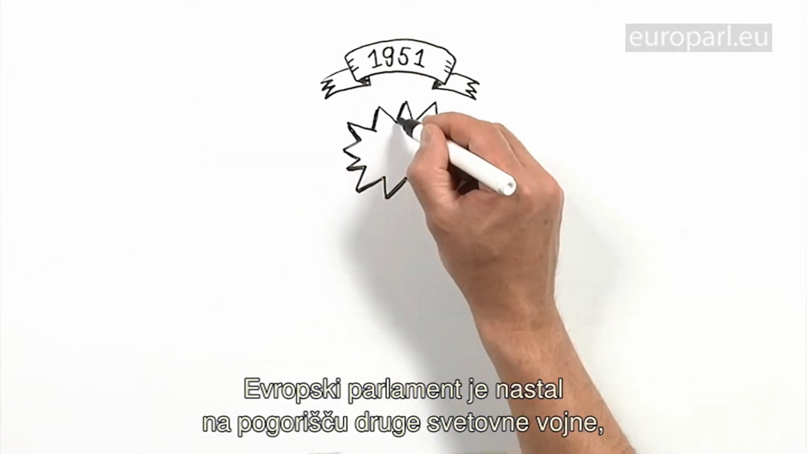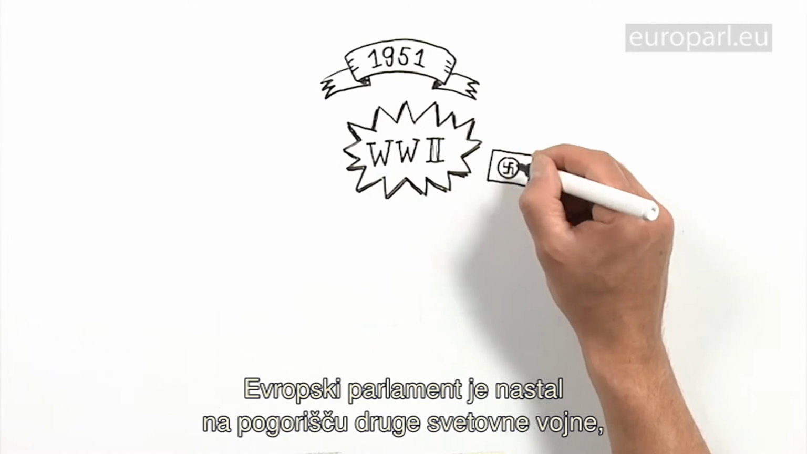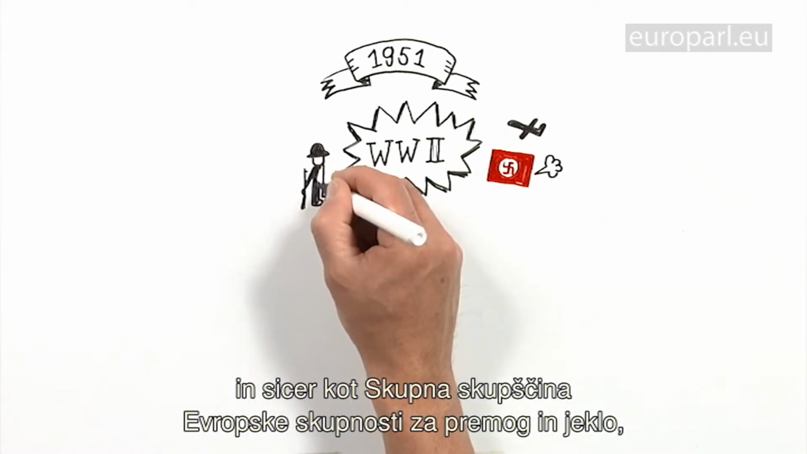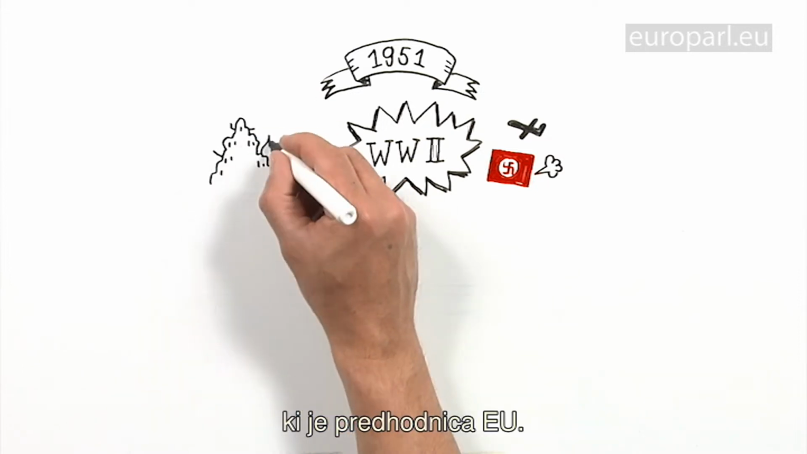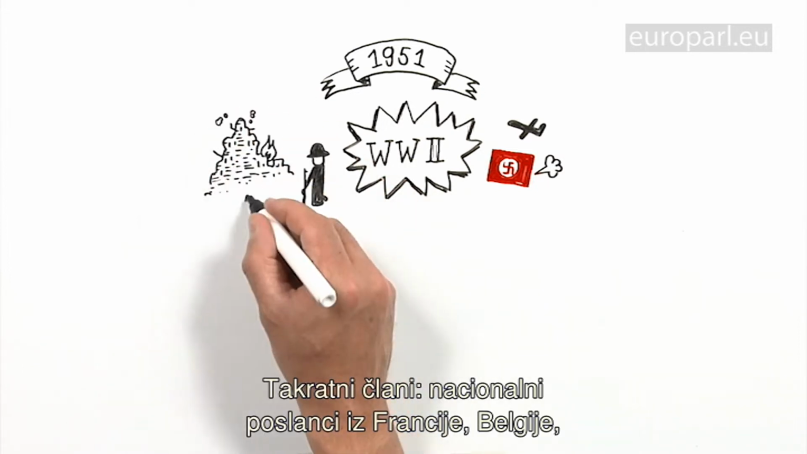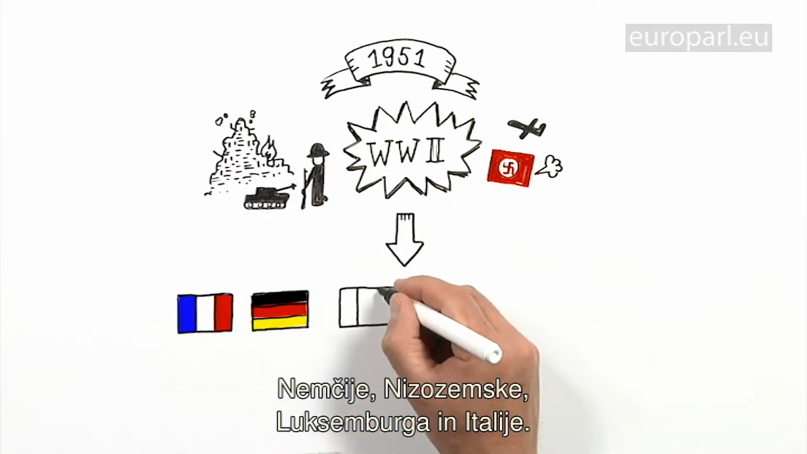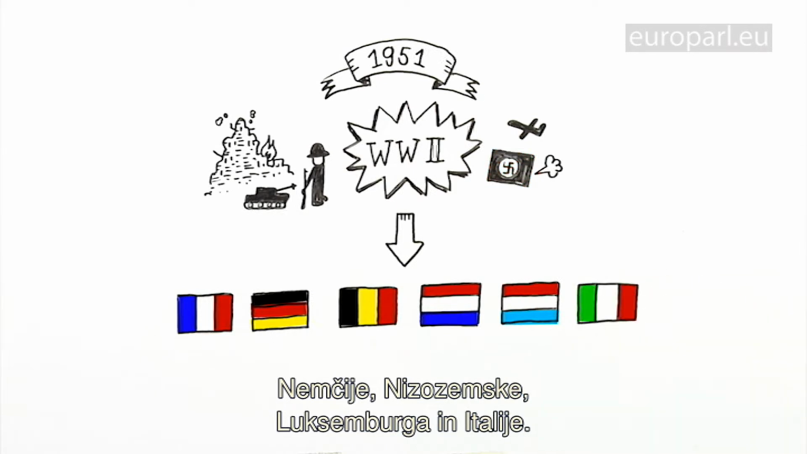The European Parliament rose from the ashes of World War II in 1951, to be precise, as the Common Assembly of the European Coal and Steel Community, the forerunner of the EU. Its membership then: national parliament members from France, Belgium, Germany, the Netherlands, Luxembourg and Italy.